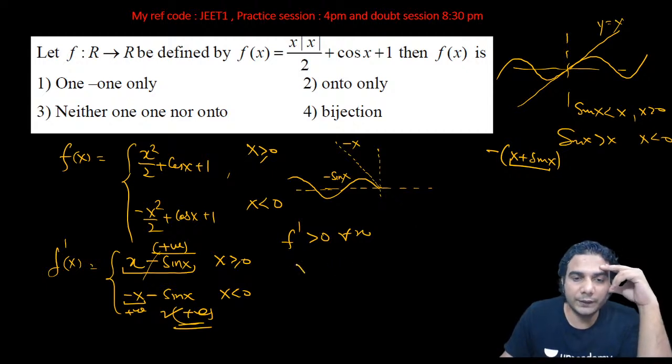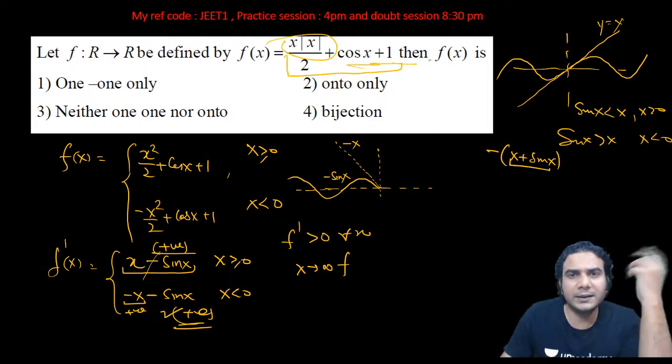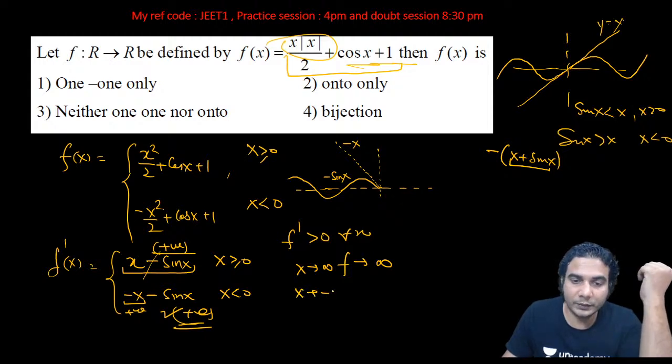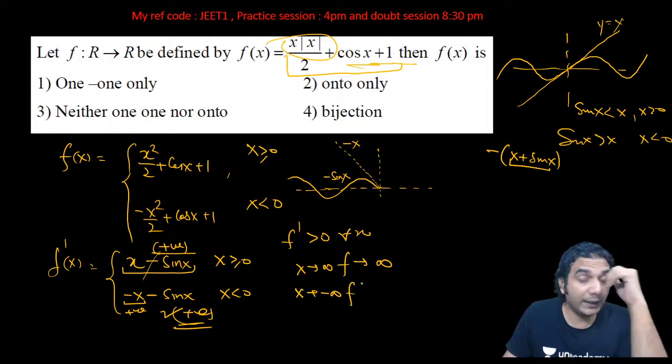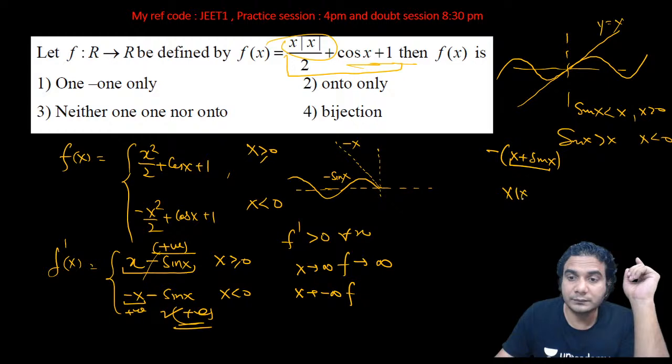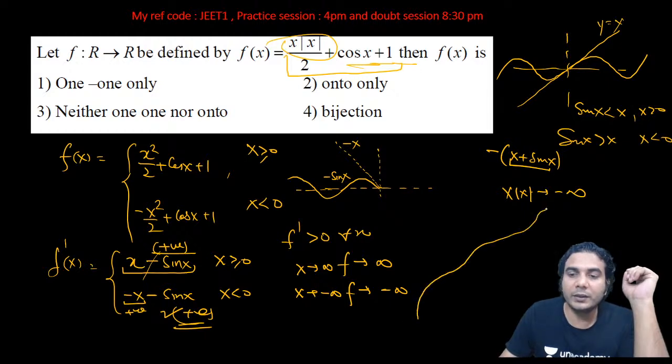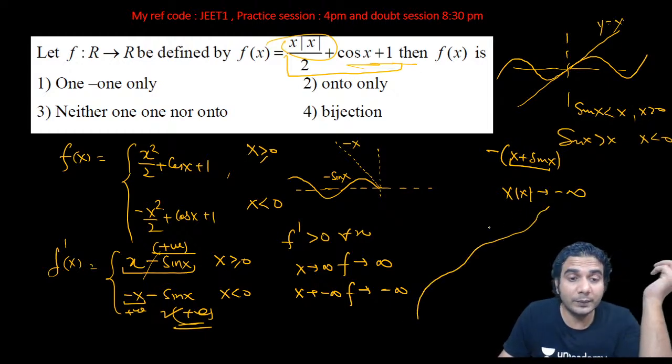And also, if you check x approaching infinity, what is the value of f? This quantity is plus infinity, and these are some finite numbers. So f will approach infinity, and when x is approaching minus infinity, then x into mod of x will be minus infinity, right? So the overall function will be at minus infinity. So the graph is coming from minus infinity and going to plus infinity. So it will cover the complete range, right?